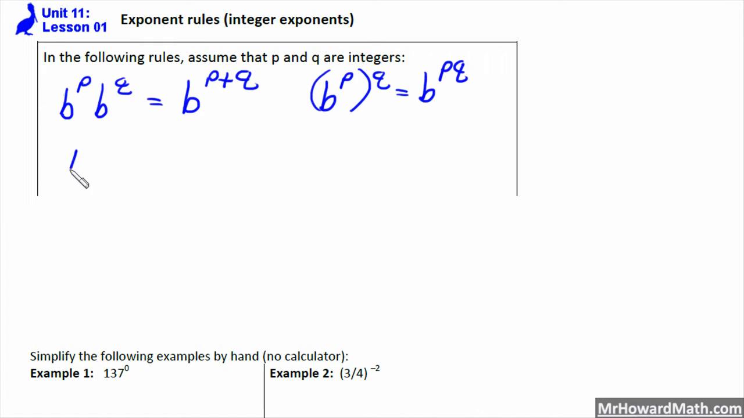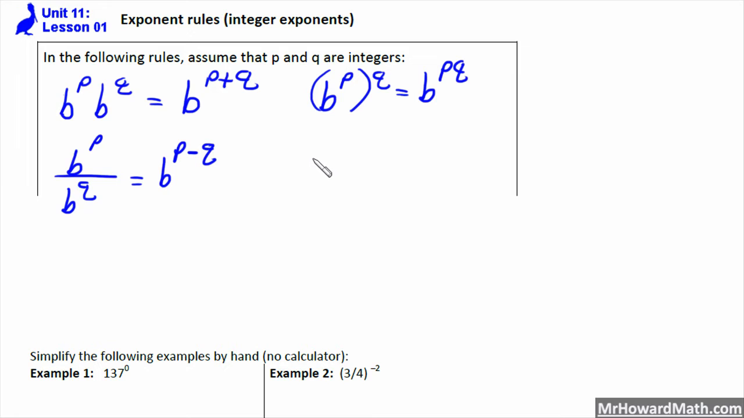Next one, we have base B, and notice the bases have to be the same for this to work. So base B, the base raised to the P power divided by the base raised to the Q power will actually subtract those exponents, so that's equal to B raised to the P minus Q power.